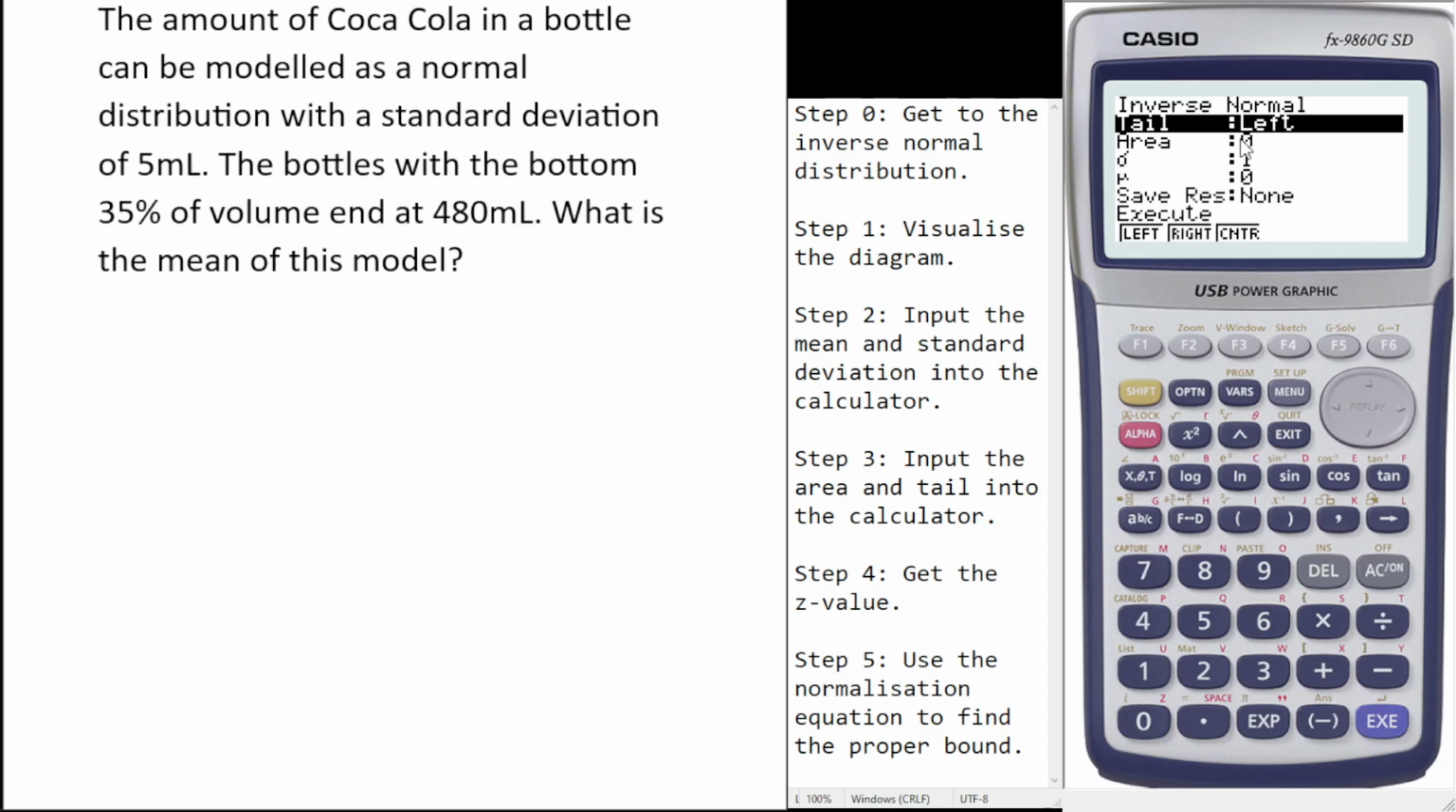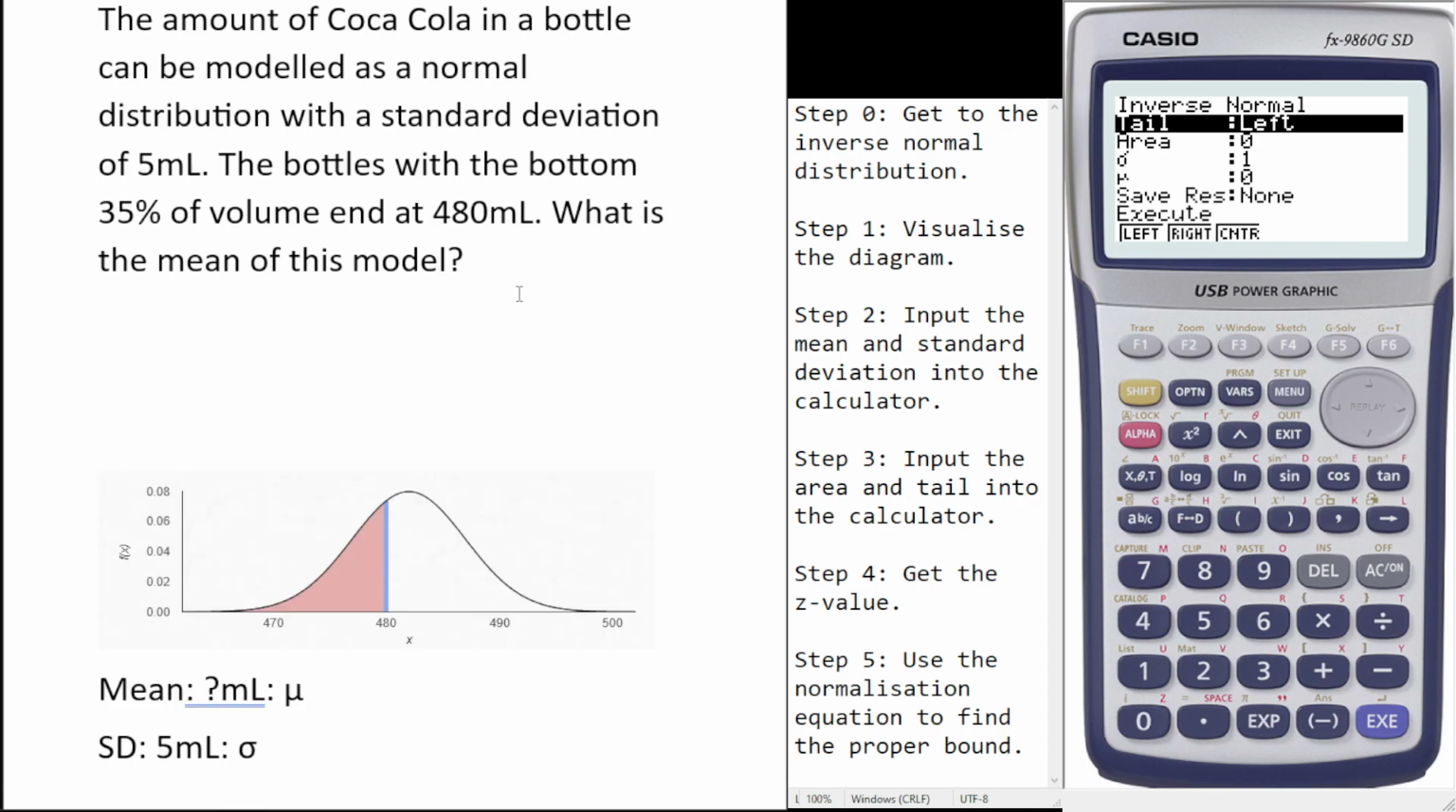The next step, as always afterwards, is to now visualize the diagram and see what you're trying to find. We know that the lower bound, or the lower side of the data, ends at 480, and that area underneath it is 35%. So what we need to do here is pull up the graph and see that we're looking for something like this. We're looking for this red area. We know this red area is 0.35. We know that this line is ending at 480. We need to find what this mean number here is that's going to be in the center.